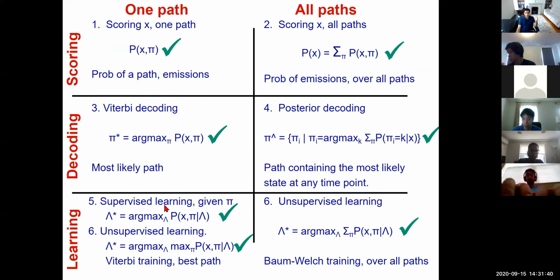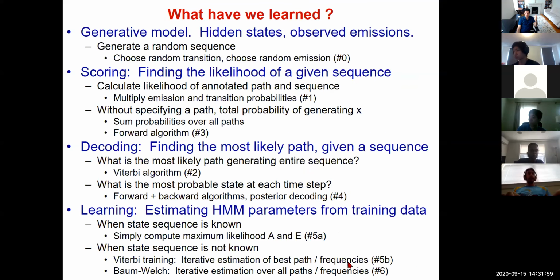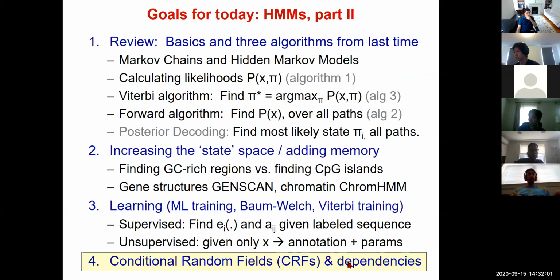And we've looked at learning using one path, and that path could simply be supervised, where we're given the path, or unsupervised, where we're inferring the Viterbi path each time, or unsupervised over all paths, where we're using Baum-Welch training, the full expectation maximization framework, over all paths. Okay? So we basically reviewed the basics and the 3 algorithms. We increased the state space. We looked at learning, and then I guess we're not going to cover conditional random fields.